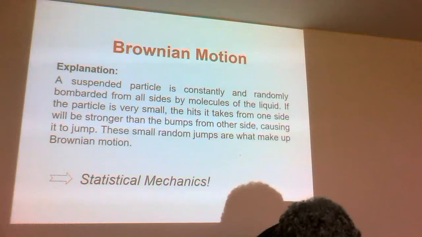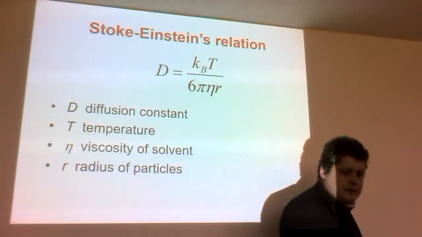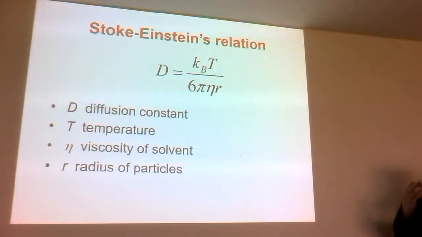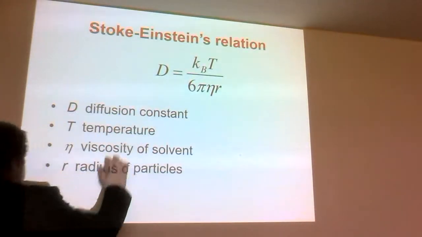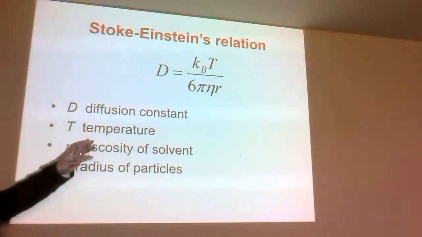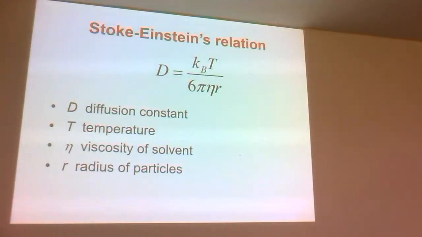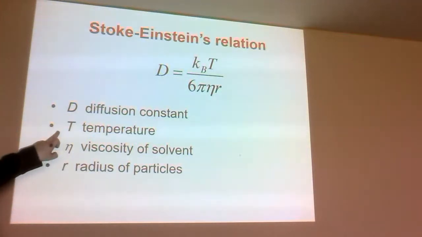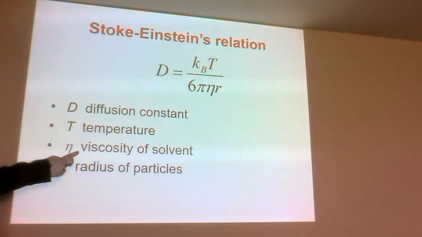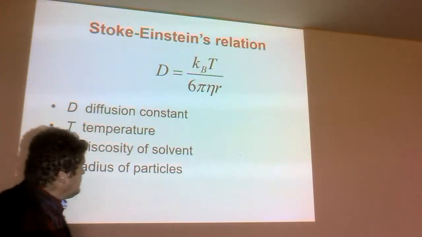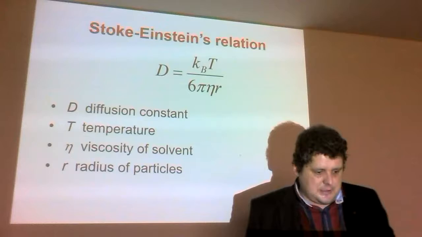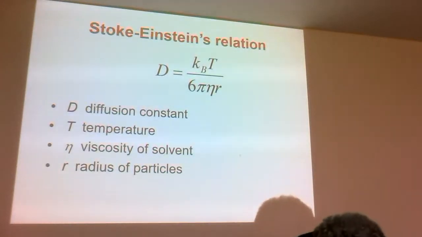And following this, using the so-called Stokes-Einstein relation, we're able to define the diffusion constant, the diffusion coefficient, that describes the motion of particles within the sample. And it relates to temperature, viscosity, and the radius of the particles. And k is the Boltzmann constant.